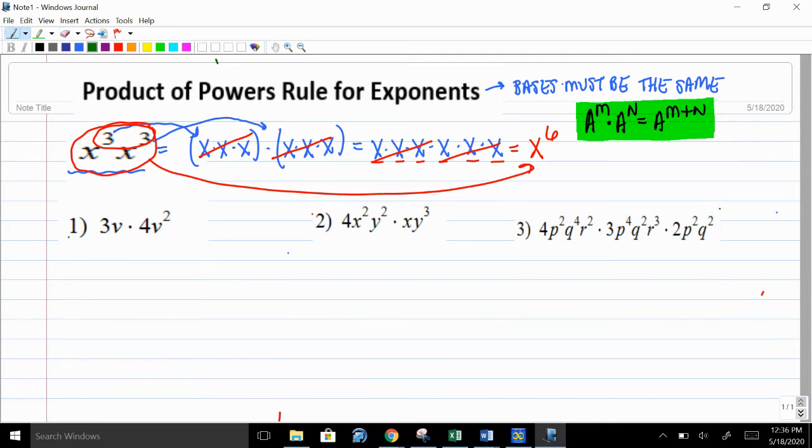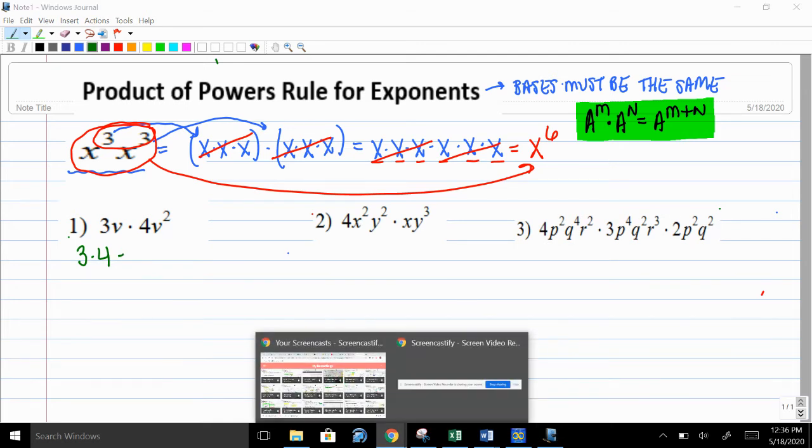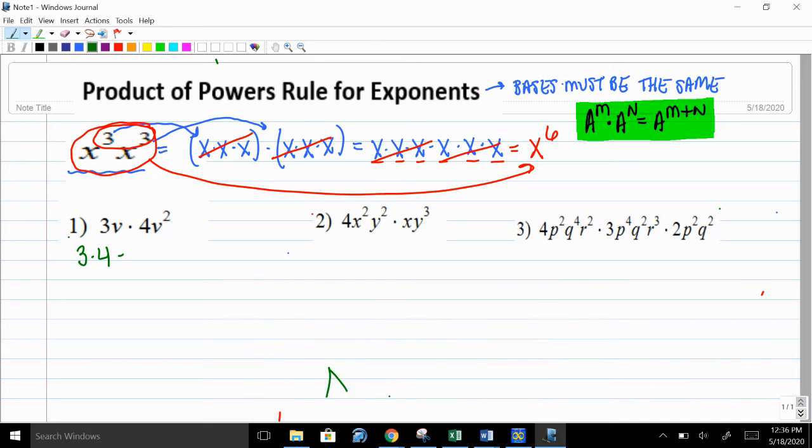So in number 1, the regular numbers, in this case the 3 and the 4, you treat them like regular numbers. Since this is a multiplication problem, which all these problems are right now, you're going to multiply. So number 1, the 3 times the 4 is going to be equal to 12.